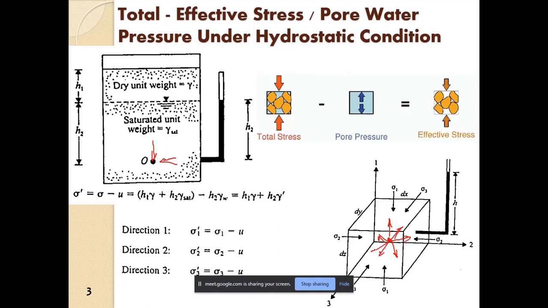So to obtain the effective stress at a particular point, in the z direction we have sigma 1 dash equal to sigma 1 minus the pore water pressure at that point. Similarly, in the x direction, we have sigma 2 dash equal to sigma 2 minus the pore water pressure. The effective stress in the y direction will be sigma 3 dash equal to sigma 3, which is the total stress in the y direction, minus the pore water pressure. So pore water pressure is the same in all directions, as we have already discussed.